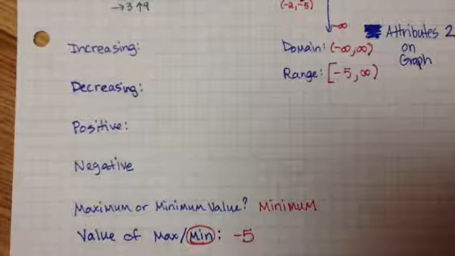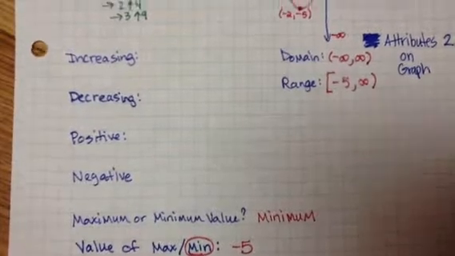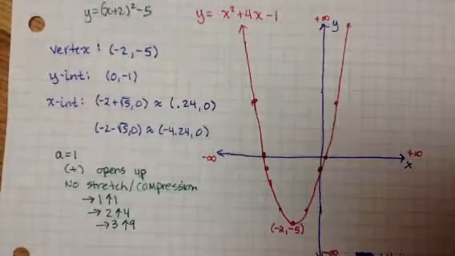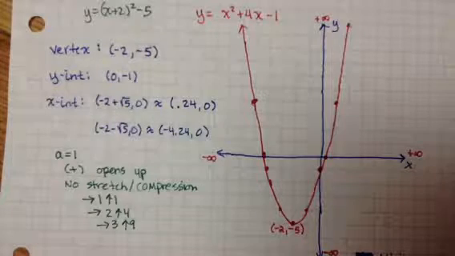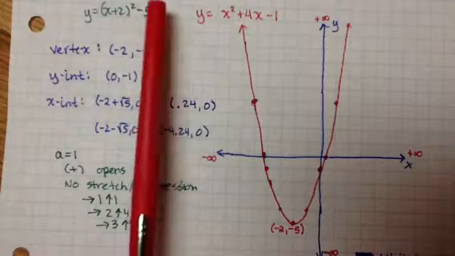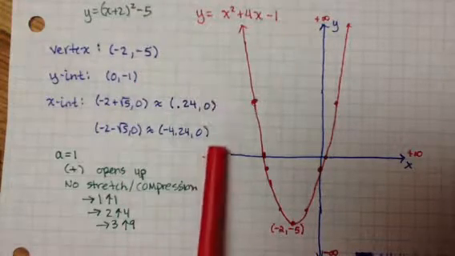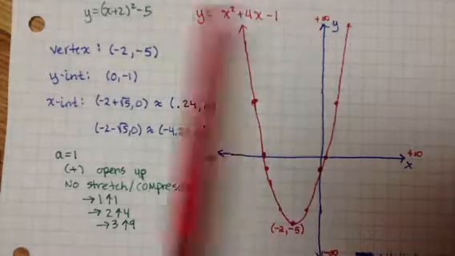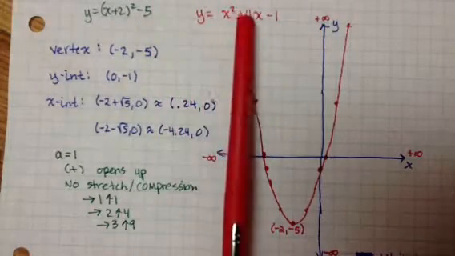Let's look at increasing and decreasing. Remember that increasing and decreasing has to do with whether the graph is going uphill or downhill, and we read that left to right just like we do the domain. So as I go left to right, when I start out here at negative infinity and I move along the graph left to right, would I be going uphill or downhill?